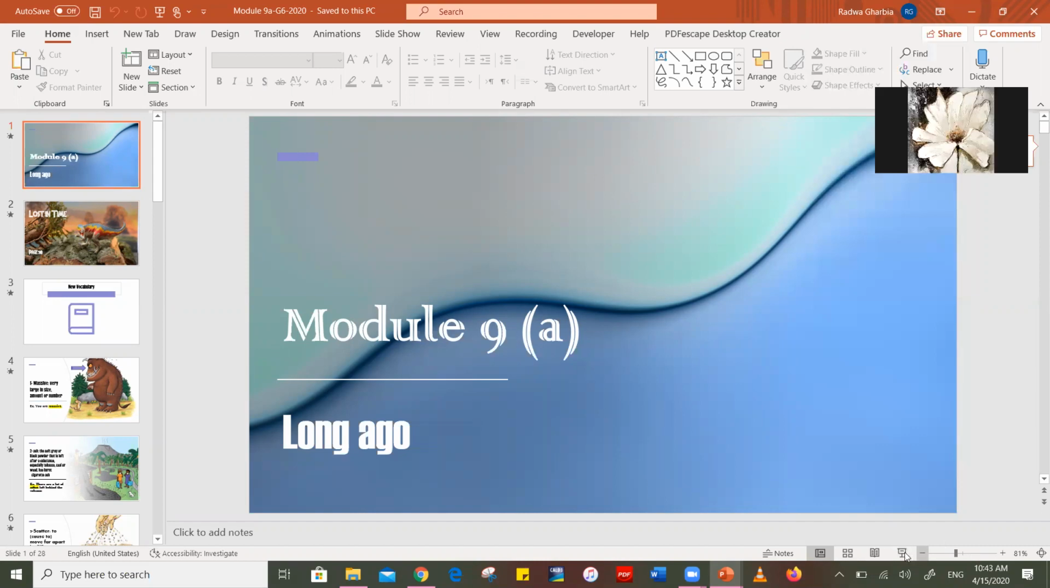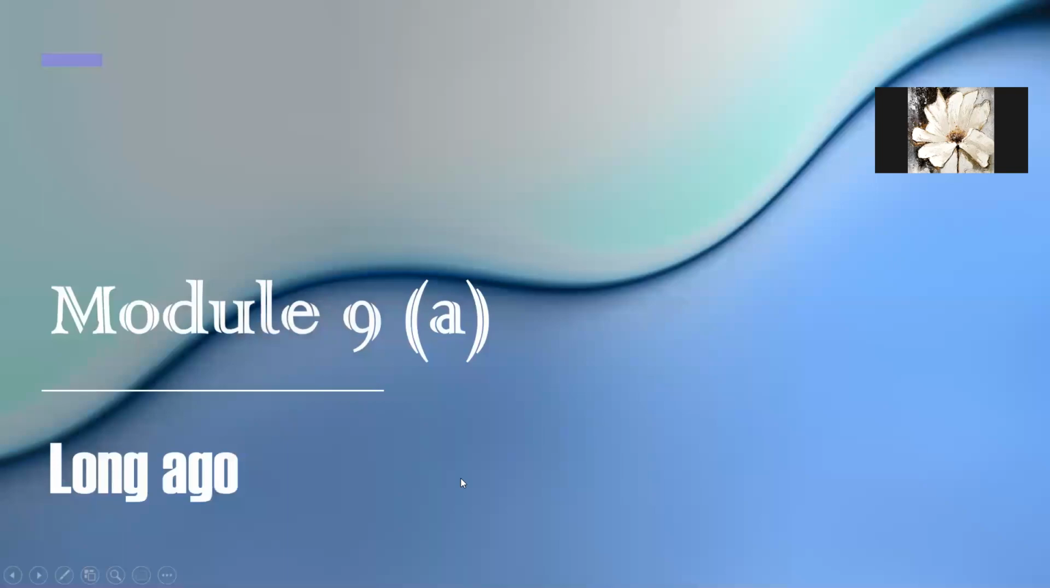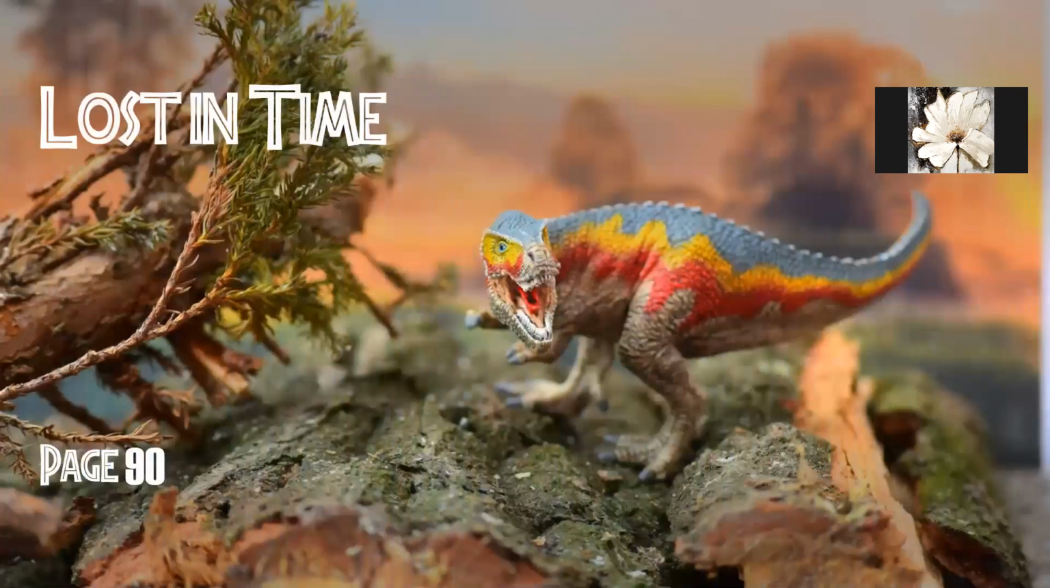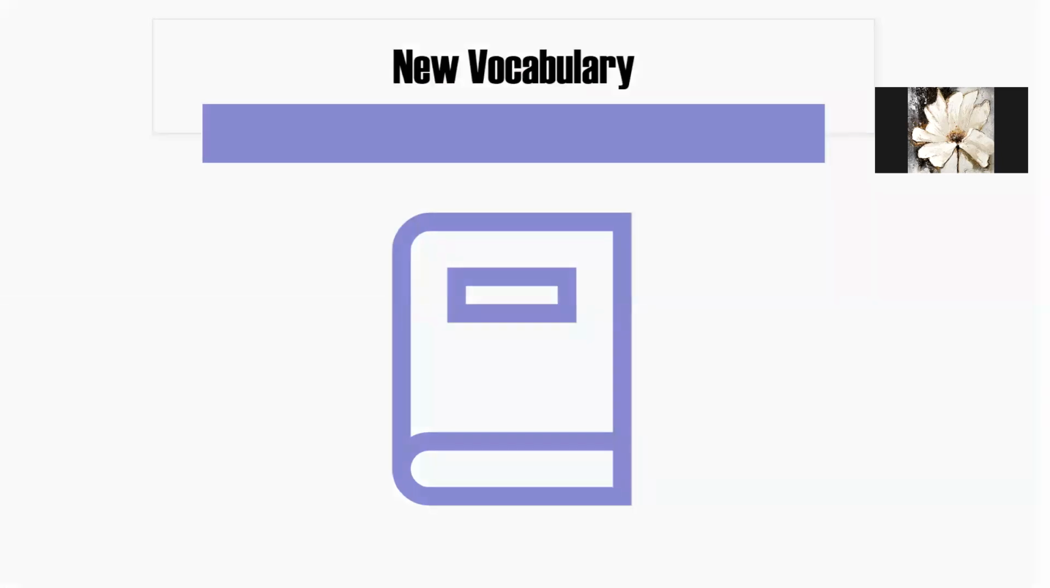So here, guys, our module is called Long Ago. Long Ago is module 9A. And our passage is on page 90, and it's called Lost in Time. So if you see here, you're going to find that this story is going to be the story of the dinosaur. First of all, we're going to take the new vocab or the new words.